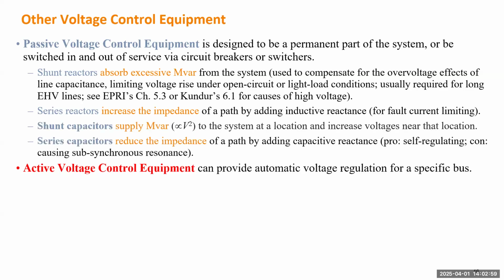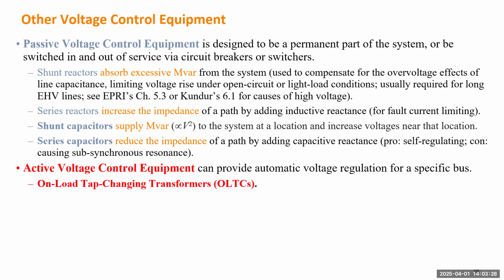The next two can provide voltage control, which are shunt capacitors and series capacitors. If a shunt capacitor is switched in, it will provide reactive power to the system, so it will increase voltage. A series capacitor is a VAR source. It can increase the reactive power. It also decreases the impedance of transmission paths. We'll talk about series capacitors later.